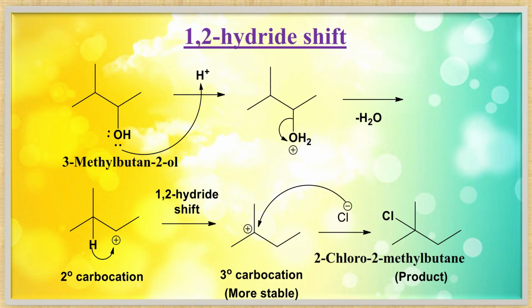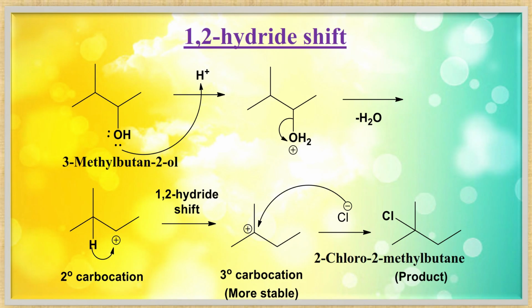I have taken one alcohol. In this case, the carbon atom to which the OH group is attached is a secondary carbon. To the left of it, the carbon is a tertiary carbon. So, if you have an alcohol where a secondary carbon has the OH group attached, and to the left of it you have a tertiary carbon, there is a chance of hydride shift. I have told you in the earlier class also.